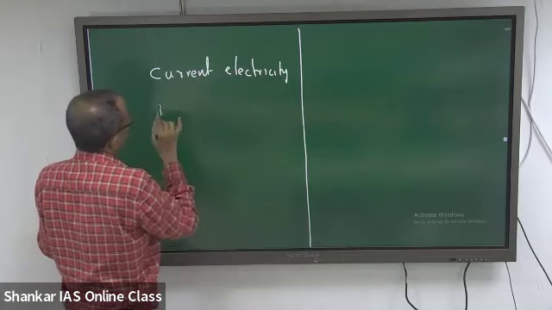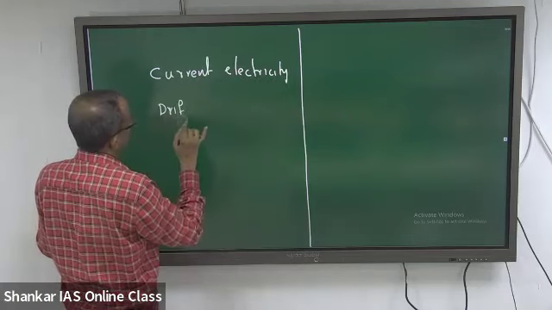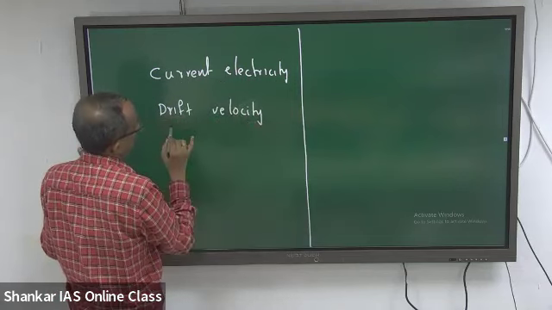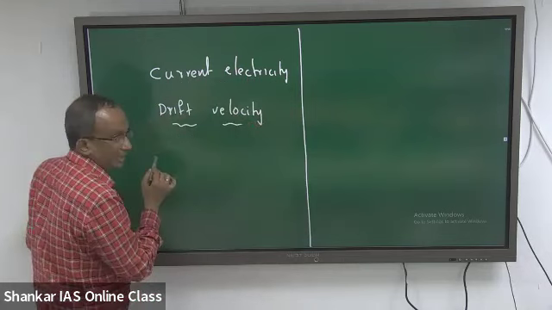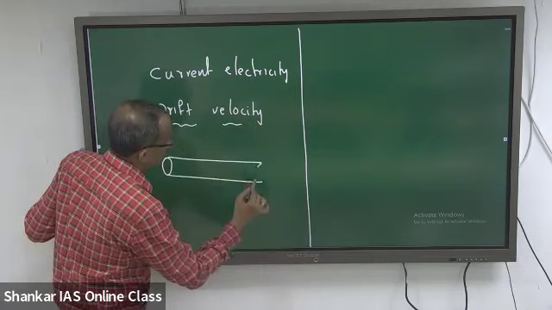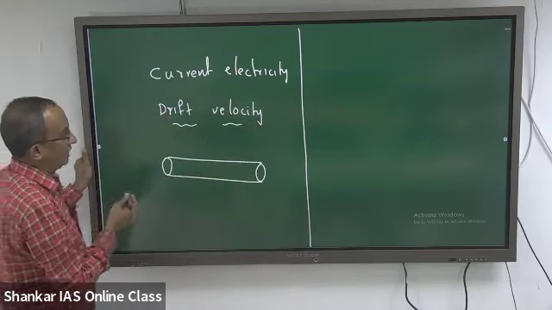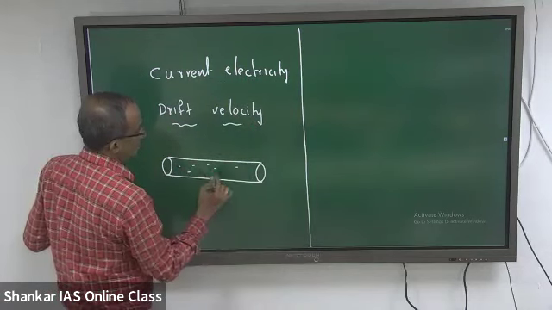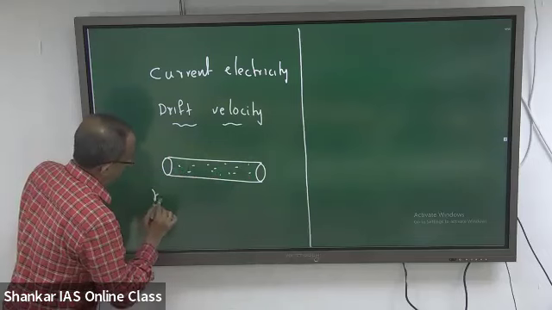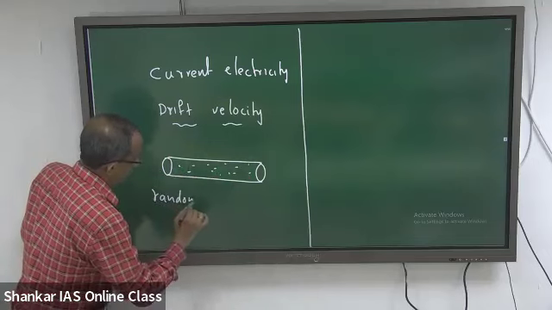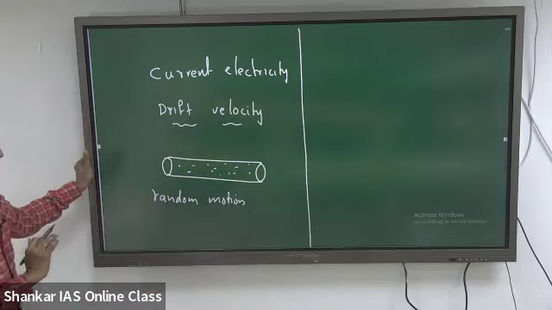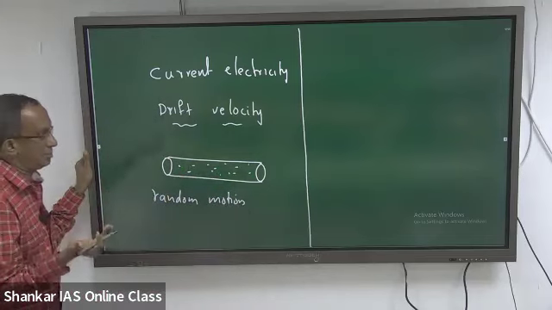Today we are discussing current electricity, a small topic: drift velocity. We are considering a conductor. In this conductor, there are a lot of free electrons. These free electrons are in random motion, and they have thermal velocities in the range of 10 raised to 5 to 10 raised to 6 meter per second.